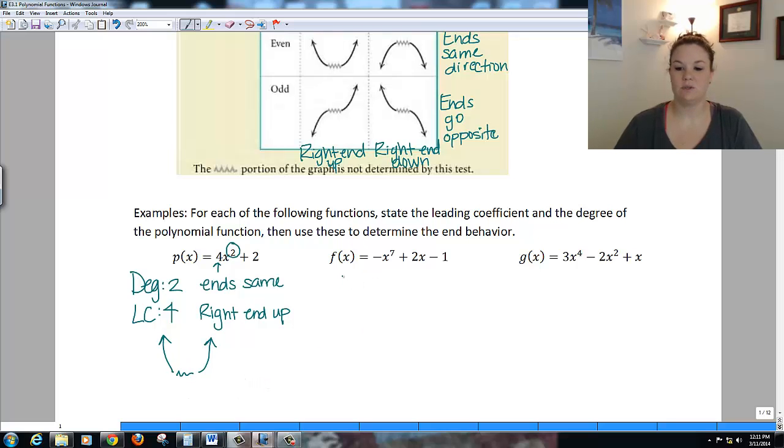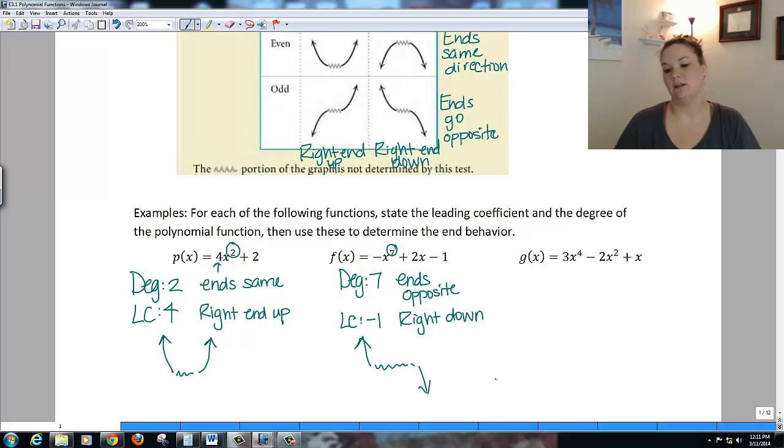Same thing with this next one. Identify the degree, which in this case is a 7. It's degree 7, which is odd, which means that the ends are opposite. Then I look at my leading coefficient, which here is a -1. Since it's negative, that tells me that the right side goes down. So if the right end goes down and the ends are opposite, I know the left side goes up, and I don't really know what's happening in between.